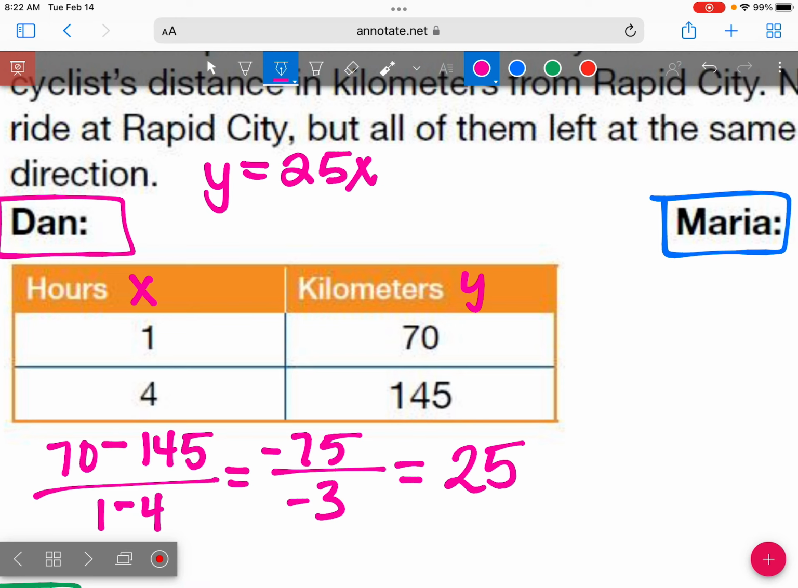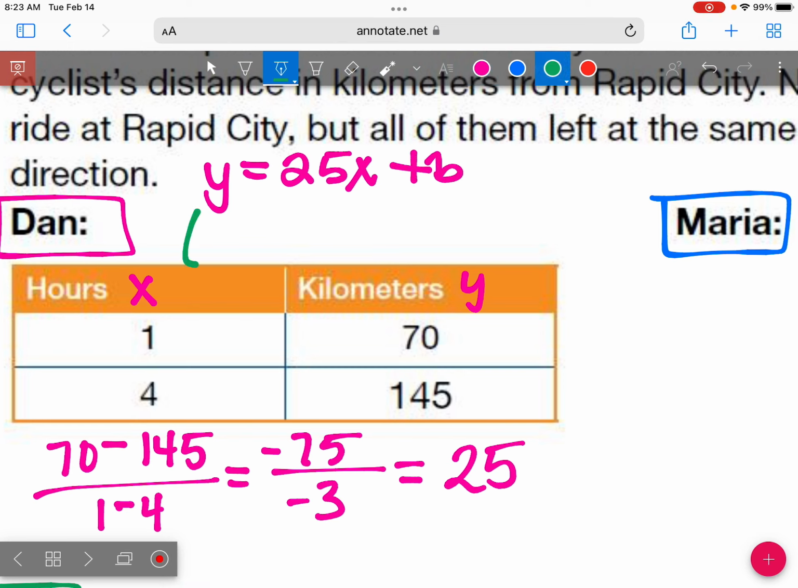One of the ways is what you guys did with your graphs yesterday and your table yesterday. There's another way that we've done where you just use the table. Substitute? Yeah, what are we substituting in? Which point do you want to? 1 and 70. Okay.